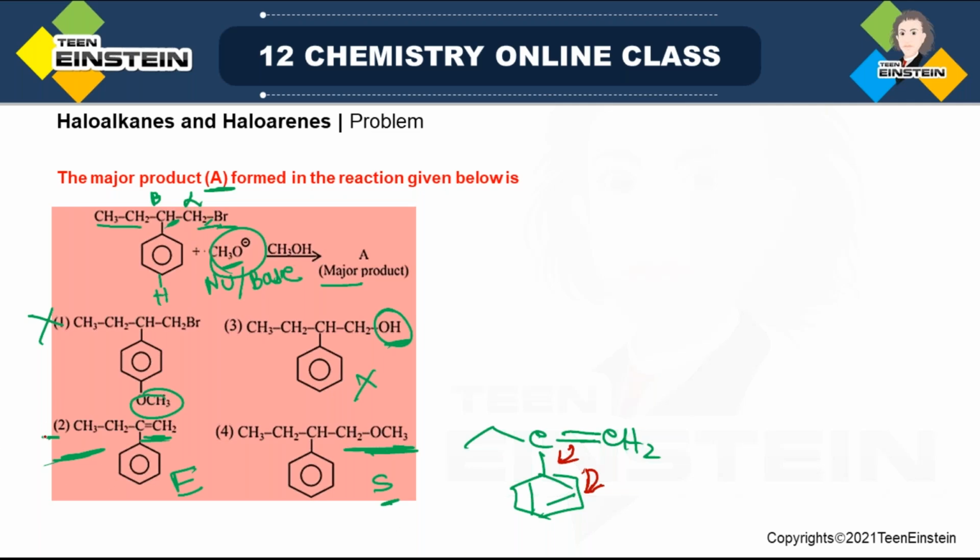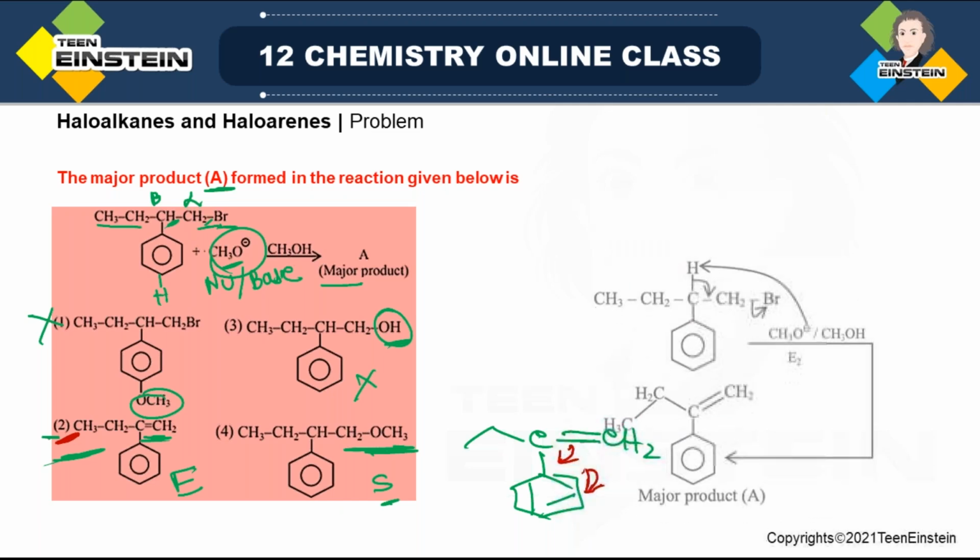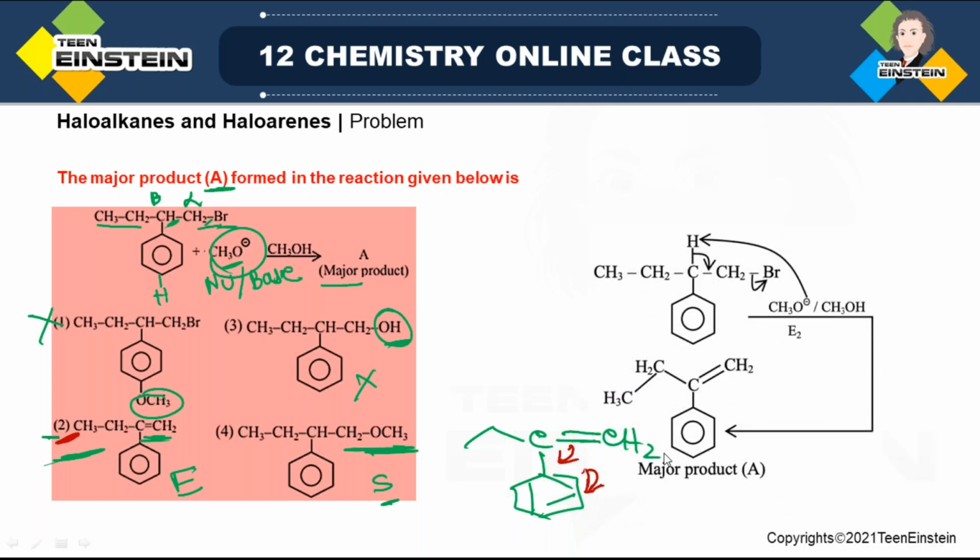So that is why this product, as it is resonance stabilized, we have to give more importance towards the elimination reaction, not substitution. So that is why your final product will be this one. So the correct option is option 2. That is the elimination product. See, the C-H bond is broken by the base, and then the C-Br bond is also broken. Here it is written E2, but we will go into detail later on why it is E2.